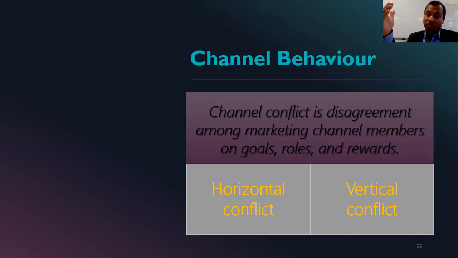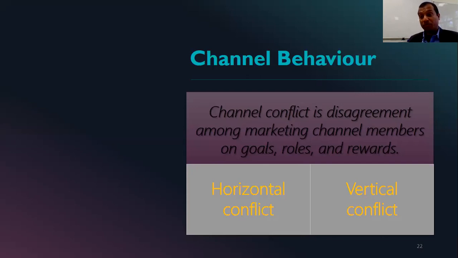Maybe the manufacturer, the retailer or wholesaler, or maybe the end consumer. All these are the members of the channel. So what is channel conflict then? Channel conflict is disagreement among the marketing channel members, maybe on the goals, different or diversified goals, or maybe the roles are not clear.